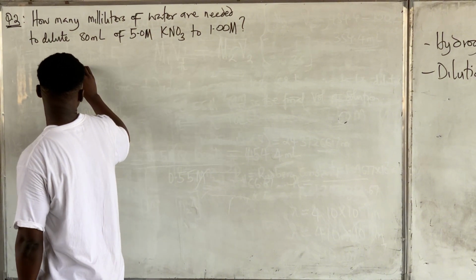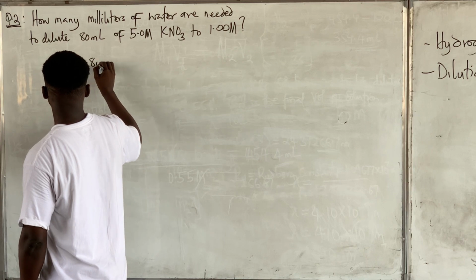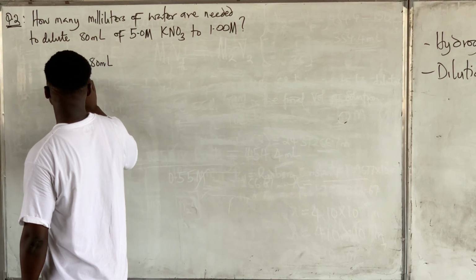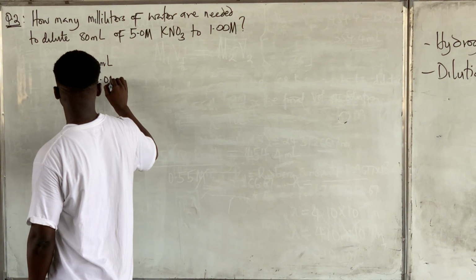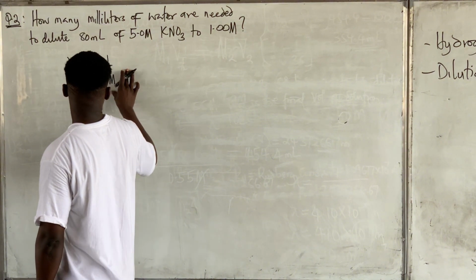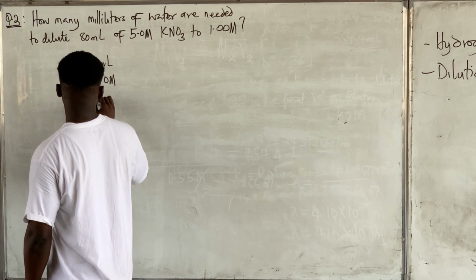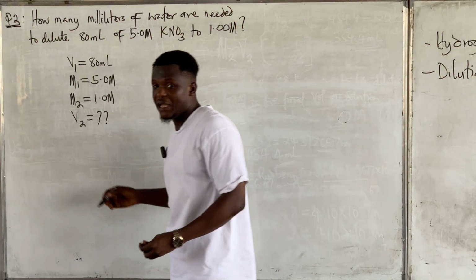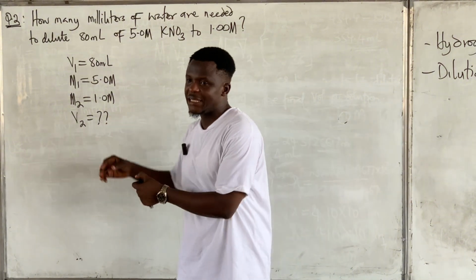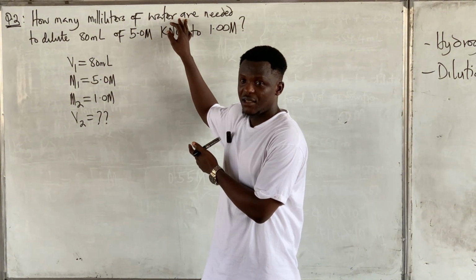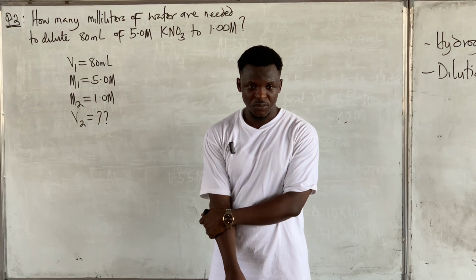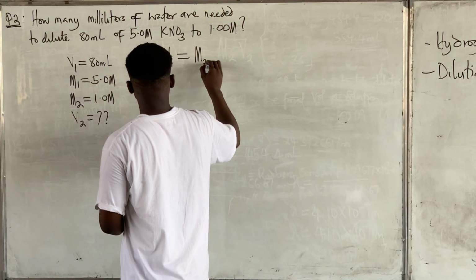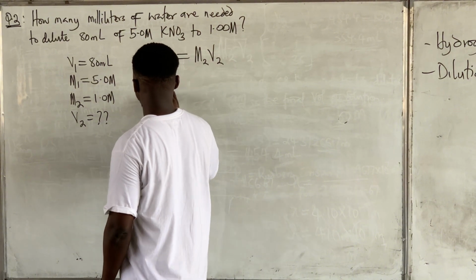So V1 is 80 ml. M1 is 5.0 molar. Now M2 is 1.0 molar. V2, this is not what I'm asked to find, by the way. But for me to be able to get the amount of water that is needed, I need to solve for my V2. So I'll now say M1 V1 equals M2 V2. Now make V2 subject.